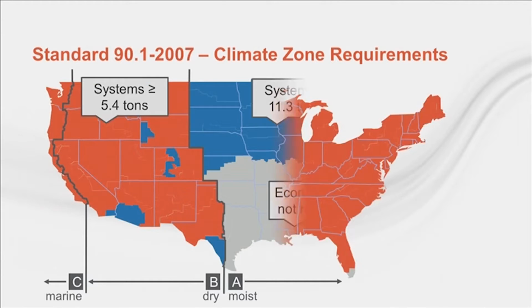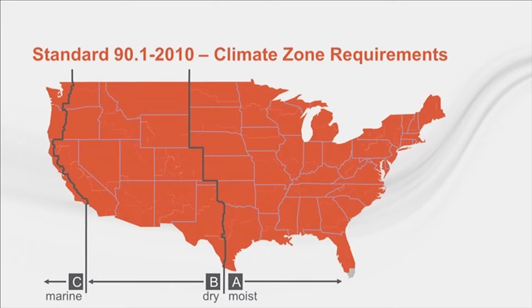The 2010 revision to Standard 90.1 significantly expanded the geographic requirement for economizers. This update also reduced the cooling capacity threshold from 11.3 or 5.4 tons down to 4.5 tons. So economizers are now required in more climates and on smaller systems.